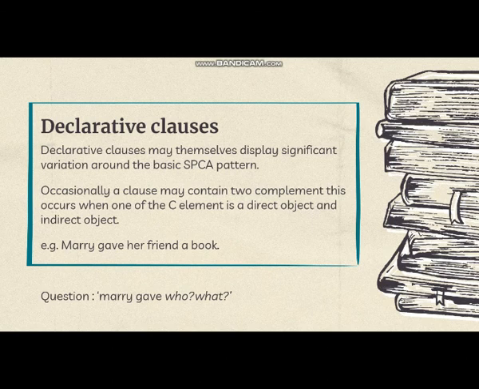For the declarative clause, declarative clauses may themselves display significant variation around the basic SPCA pattern. Occasionally, a clause may contain two complements. This occurs when one of the C elements is a direct object and the other an indirect object. For example, "Mary gave her friend a book."